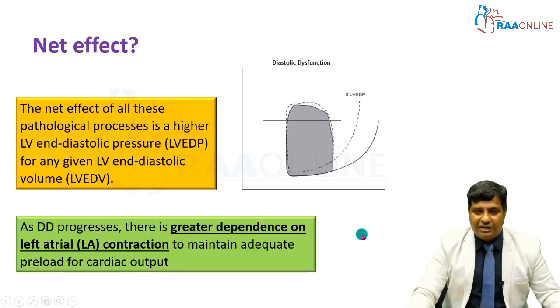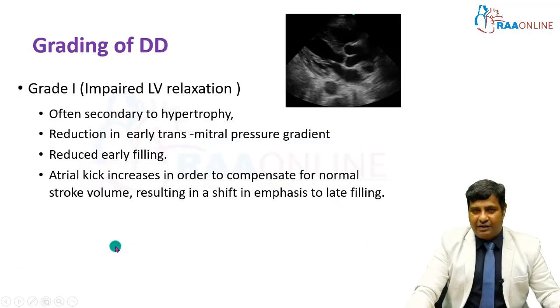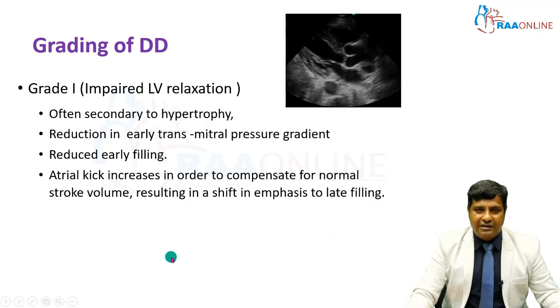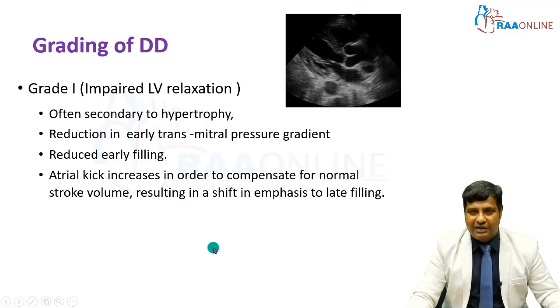Because of that, greater dependence is put on the left atrial contraction to maintain adequate preload for the cardiac output. So how are you going to grade the diastolic dysfunction? Grade 1 is the result of an impaired LV relaxation. Most often it happens secondary to left ventricular hypertrophy. Because of that, there is a reduction in the early transmitral pressure gradient, which causes early filling to be a little bit less.